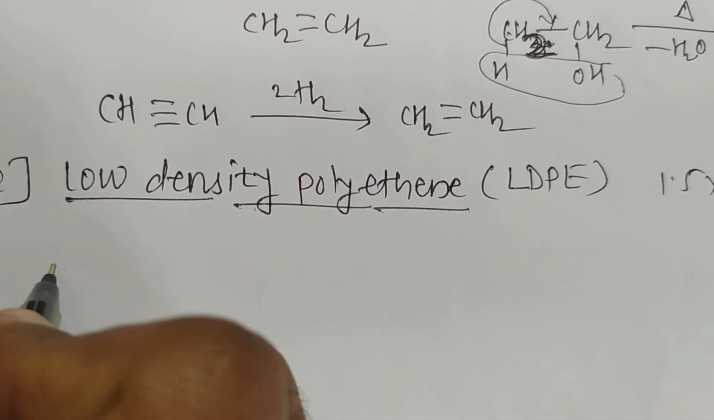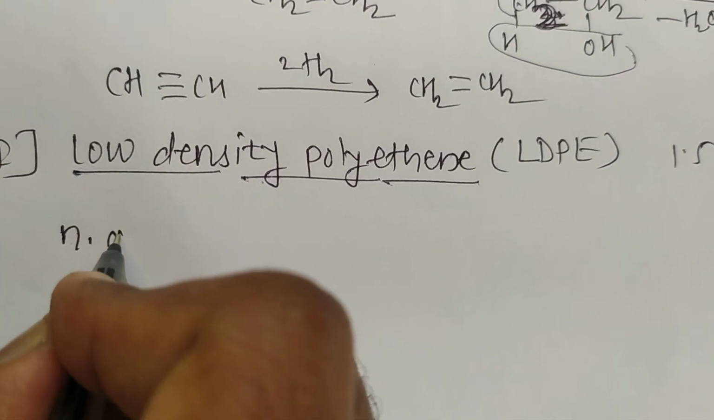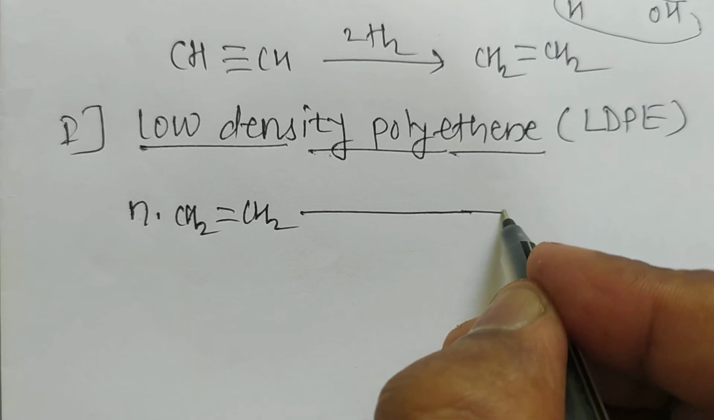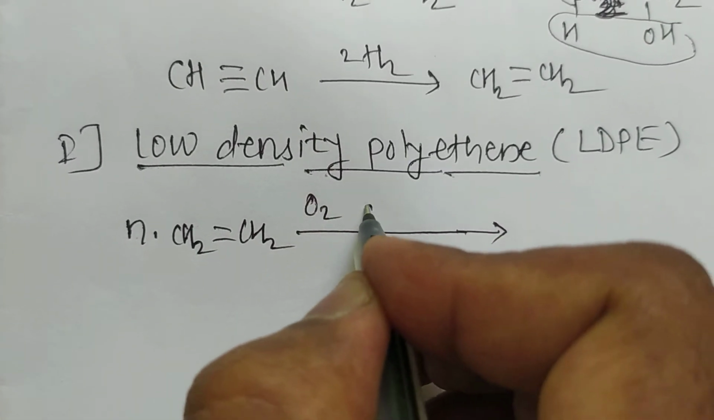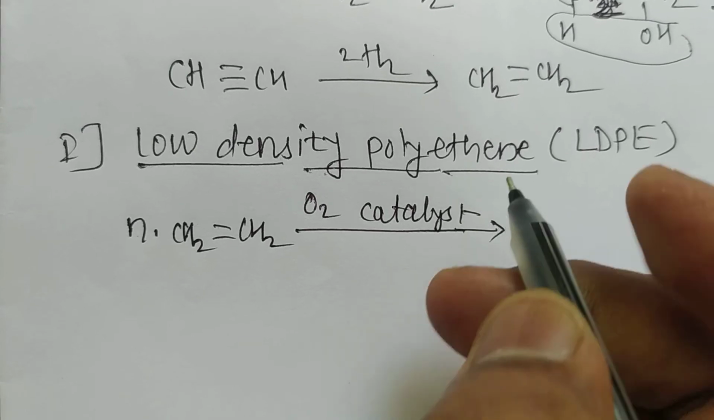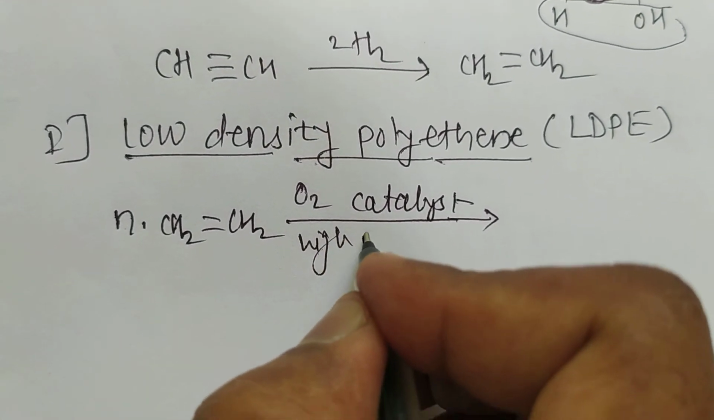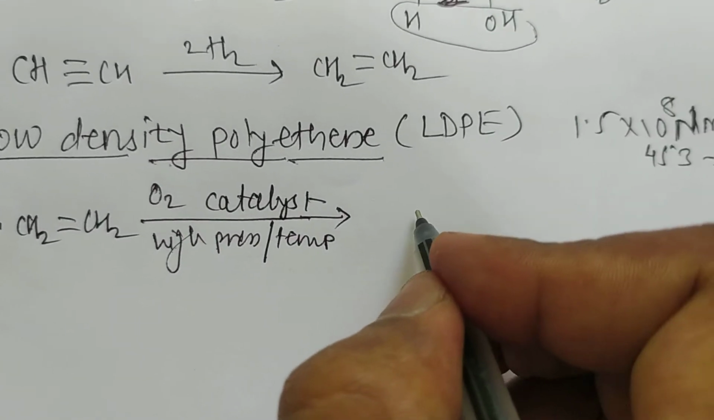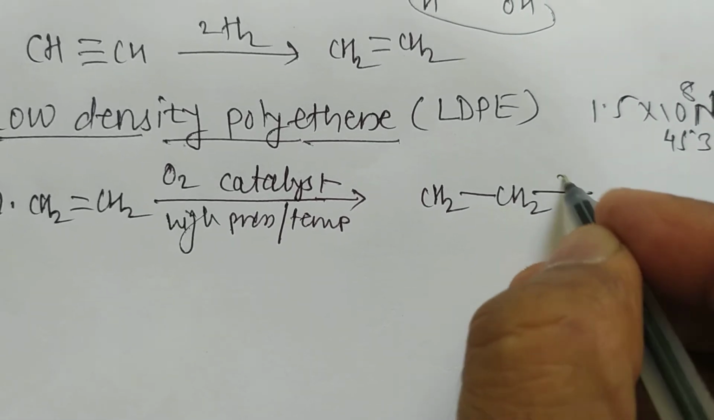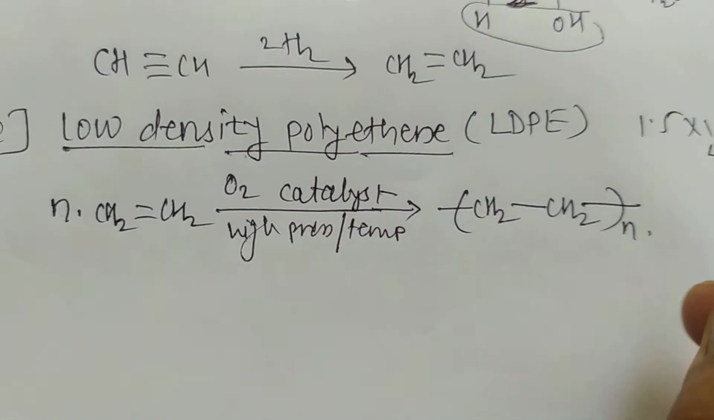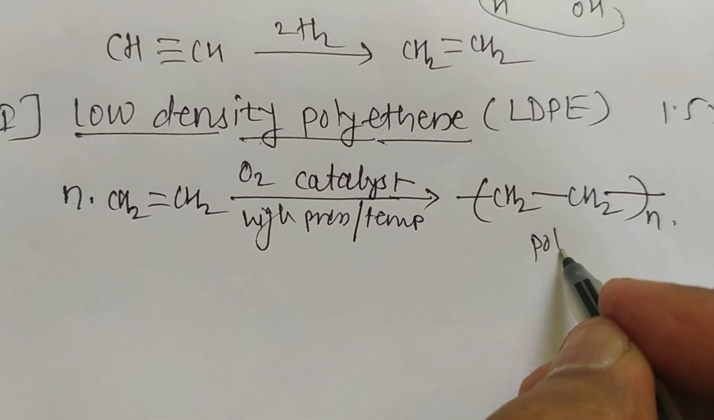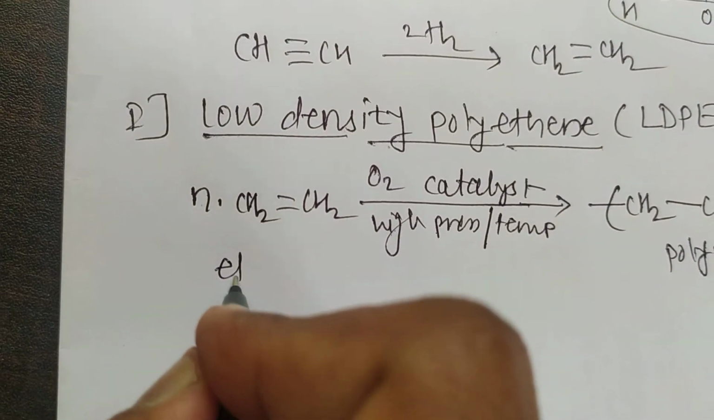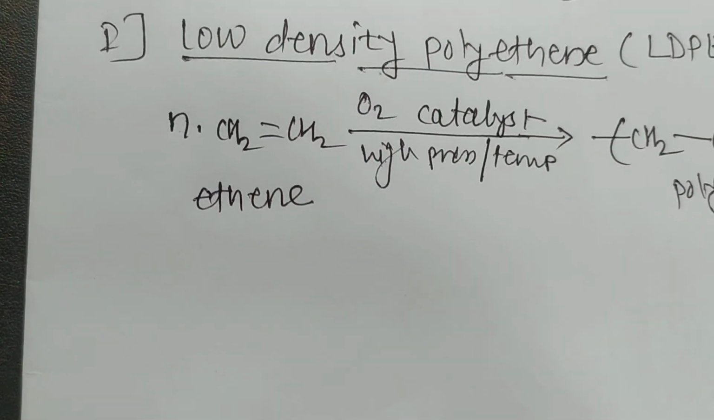The polymerization reaction is carried out in this way: when ethene monomer undergoes polymerization in presence of an oxide catalyst at very high pressure as well as high temperature, then we can obtain here (CH2-CH2)n, which is the polythene polymer, from the ethene monomer.